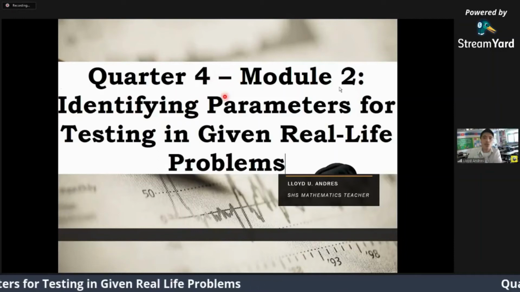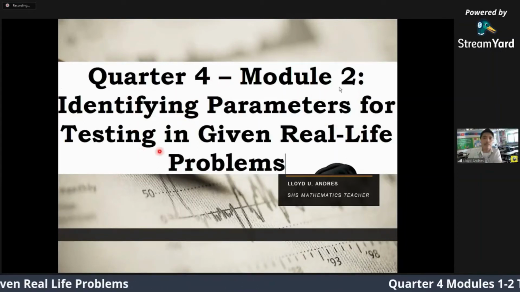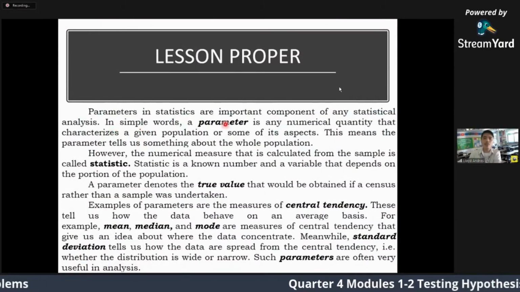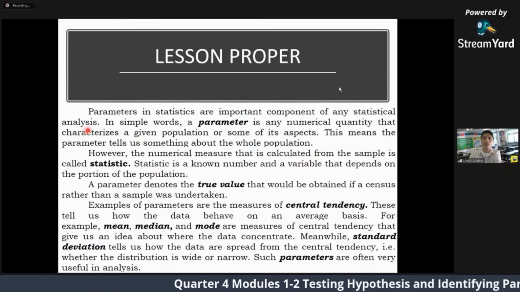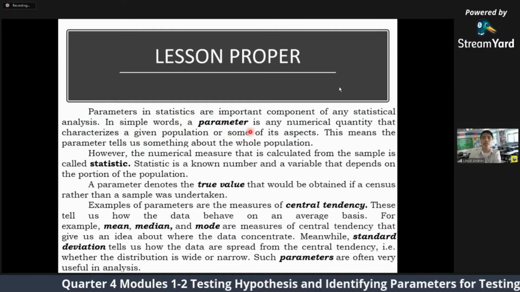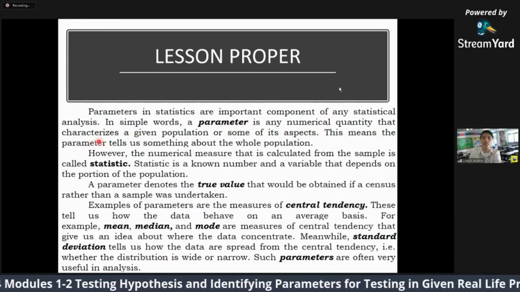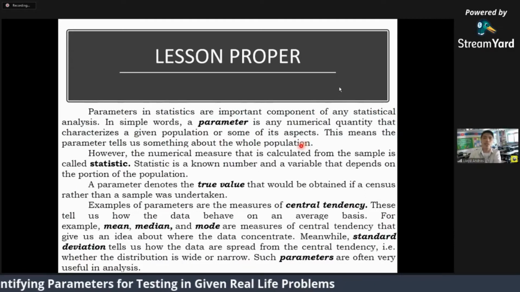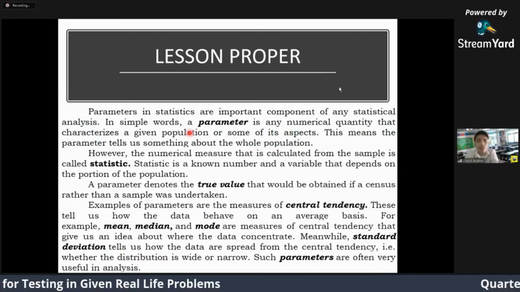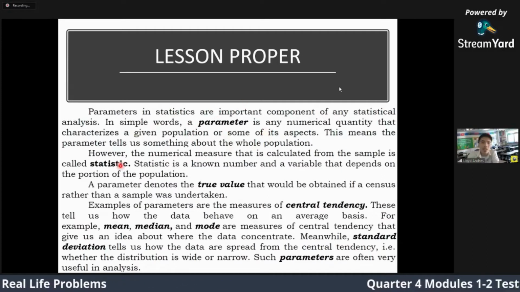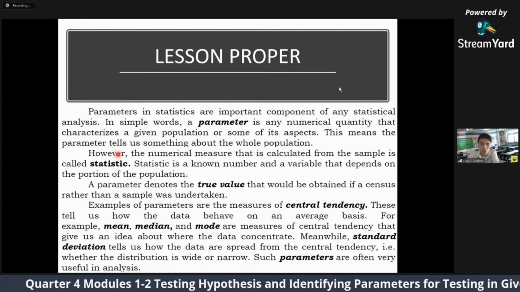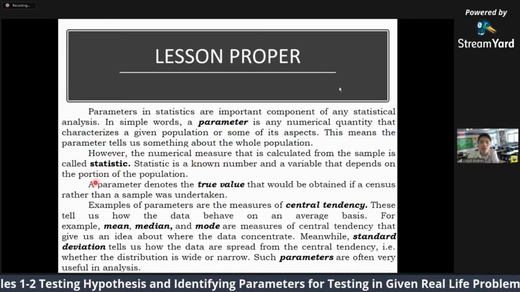Quarter 4, Module 2: Identifying Parameters for Testing in Given Real-Life Problems. Parameters in statistics are important components of statistical analysis. In simple words, a parameter is any numerical quantity that characterizes a given population or some of its aspects. So again, as I said, a parameter is a value that describes a population, while a statistic is a value that describes a sample or a portion of the population.